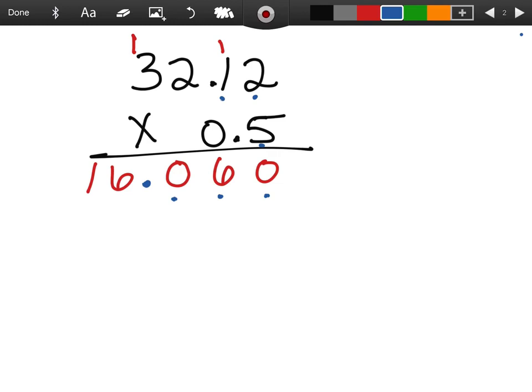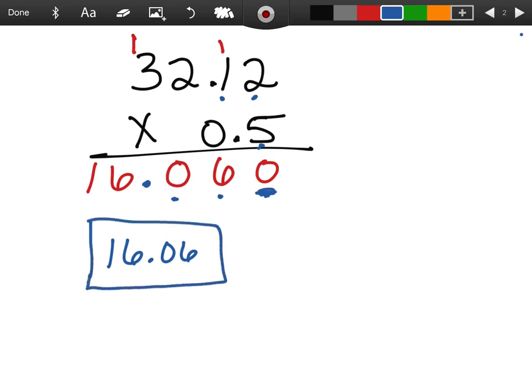Okay, so in my problem, I have 3 numbers behind the decimal. In my solution, I have 3 numbers behind my decimal. So my answer would be 16.06. Now you notice I didn't write this last 0 over here, and the reason is it really doesn't give me any additional information. So there's no need to write it. Now if there was a number behind it, then yes, but in this case there isn't. So this would be my answer.